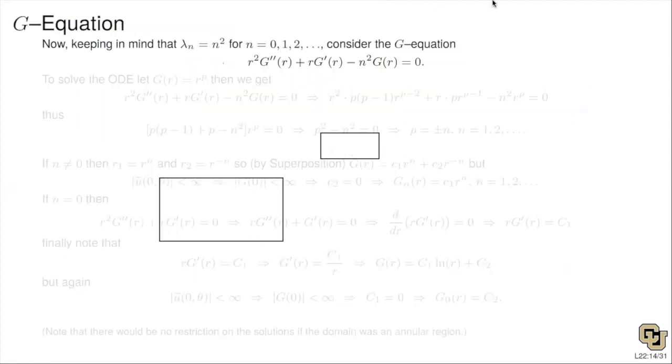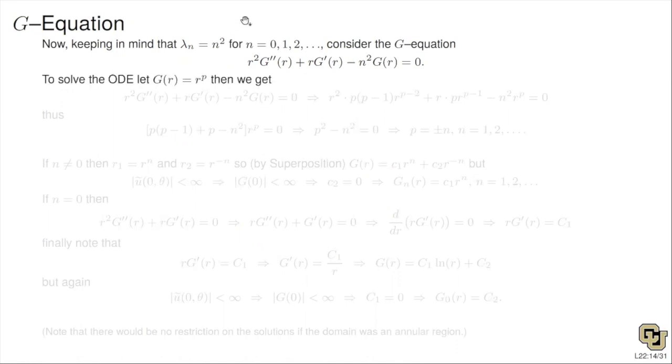For the G equation, as I mentioned, we make the assumption that G of R equals R to the P. Just see what happens, and think about that as a type of exponential. What happens now is I replace these capital G's. The derivative, G double prime, is this right here. If you take two derivatives of R to the P with respect to R, we use what's called the power rule. You bring the exponent down and subtract 1 from the exponent. Here we do it twice, so I get P times P minus 1 times R to the P minus 2.